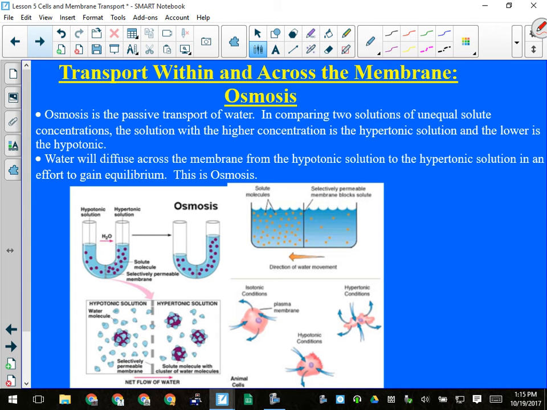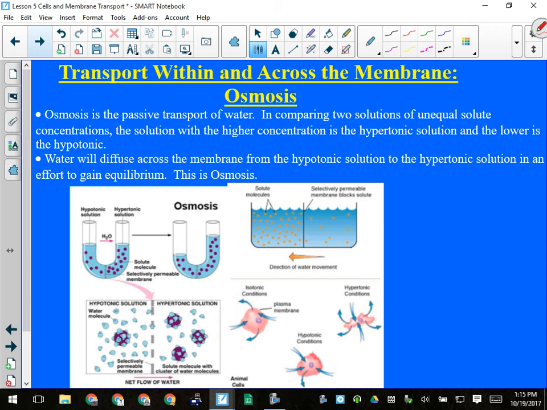Now, the second of the big three cellular transport methods is called osmosis. How many people have heard of osmosis before? Okay, probably in the context of reverse osmosis, right? Okay, that's used to make drinking water. We're actually going to talk a little bit about that tomorrow. No, maybe tomorrow, we'll see.